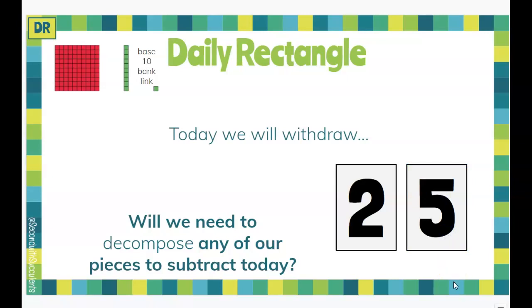What's our number all together? If you're thinking 25, that's correct. Let's jump into our base 10 bank and make our withdrawal. We'll see if we need to decompose or take apart any of our pieces before we withdraw today.